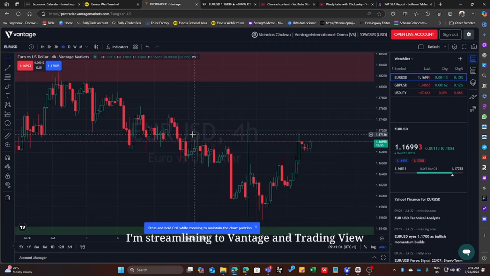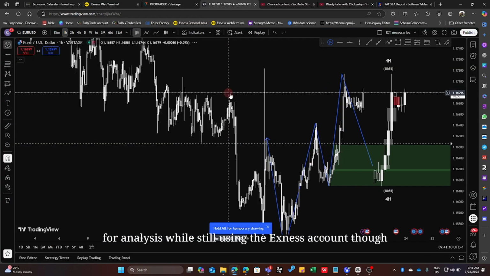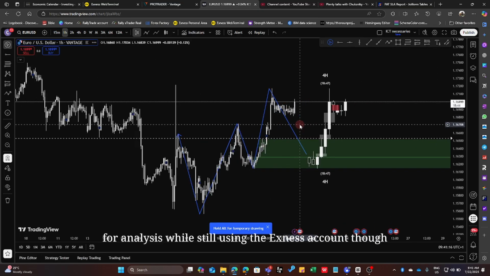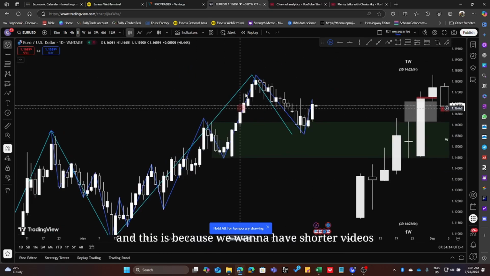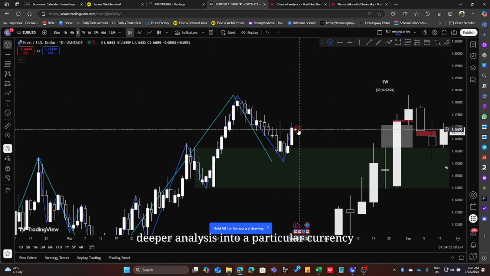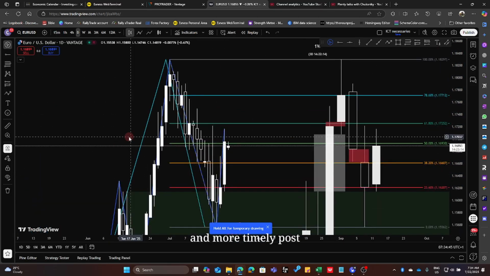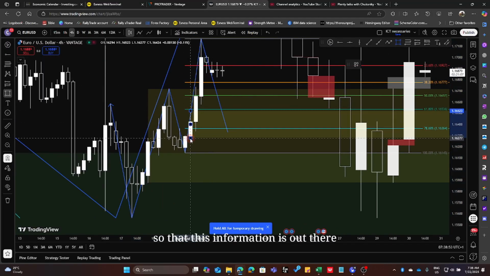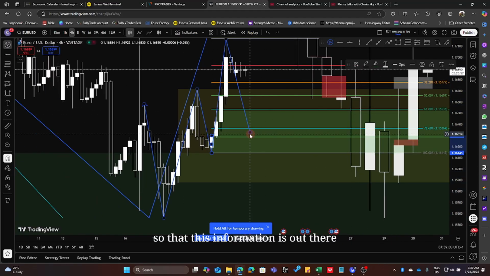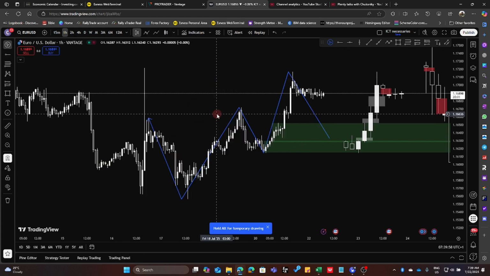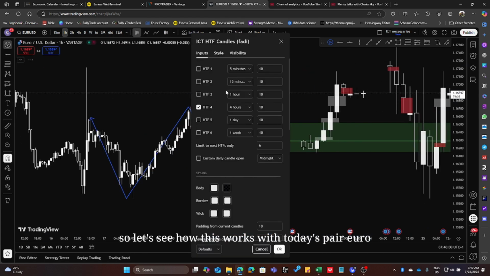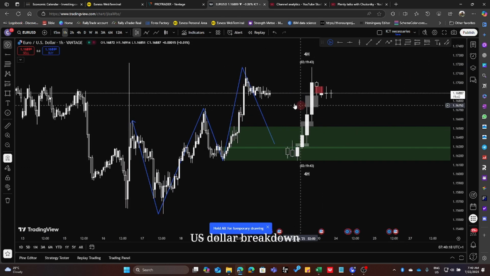I'm streamlining to Vantage and TradingView for analysis while still using the Exness account though. And this is because we want to have shorter videos, deeper analysis into a particular currency, and more timely posts so that this information is out there as fast as possible. So let's see how this works with today's pair, Euro US dollar breakdown.